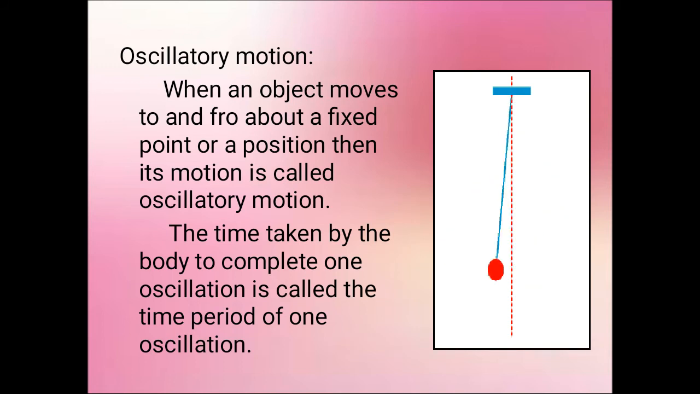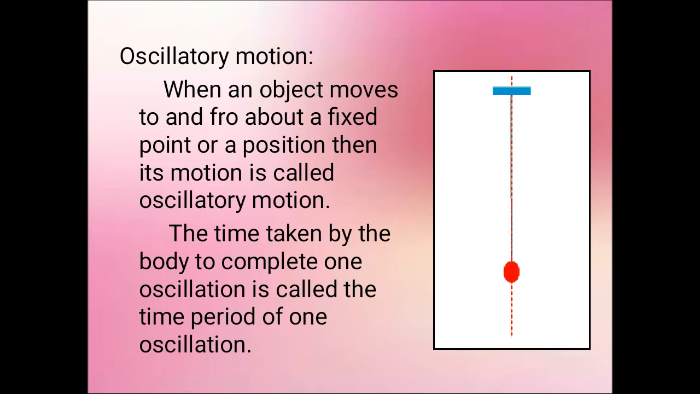So then oscillatory motion. If a body exhibits to and fro motion, that motion is said to be an oscillatory motion. Look at this picture, children. Here a ball is stringed from a fixed point, right? If you set to move the ball, it will move to and fro. It will start from one point and reach the other point, and again it will come to the same point. That motion is called to and fro motion, right? This to and fro motion is said to be oscillatory motion, right?